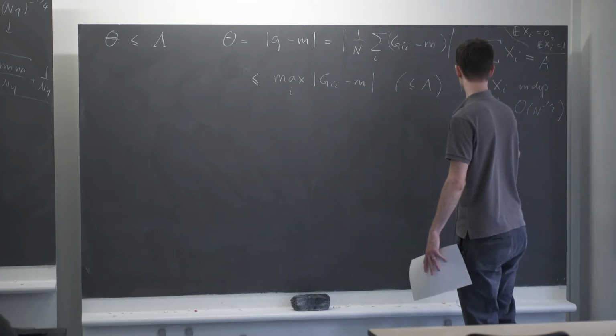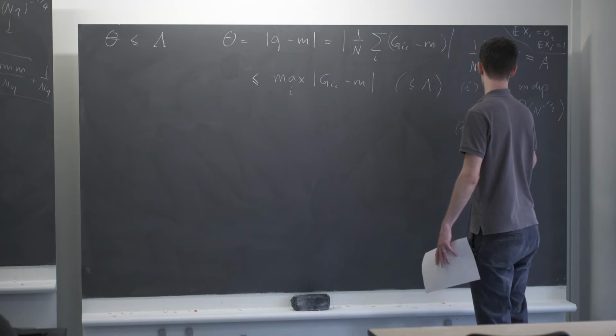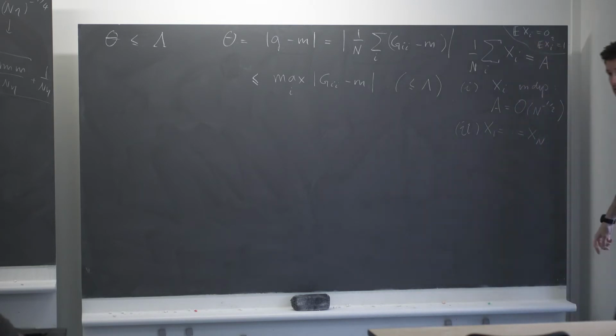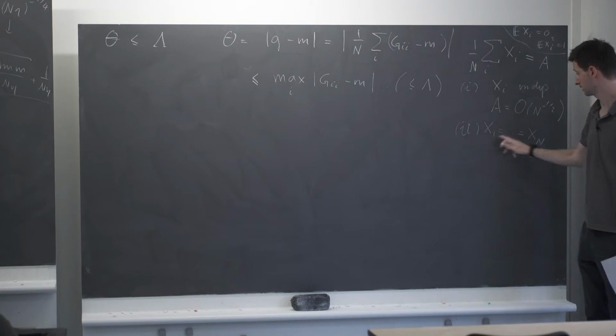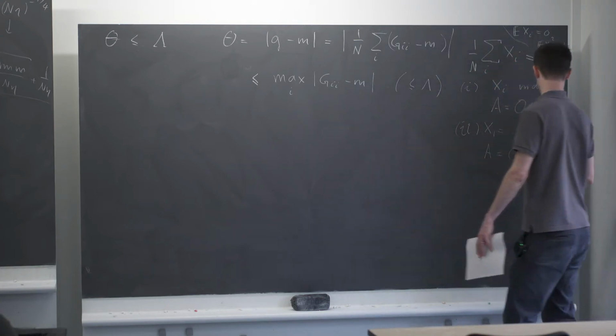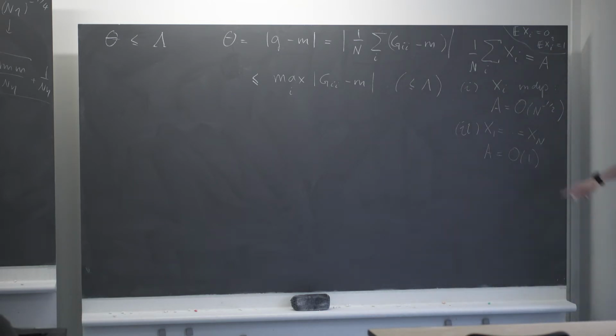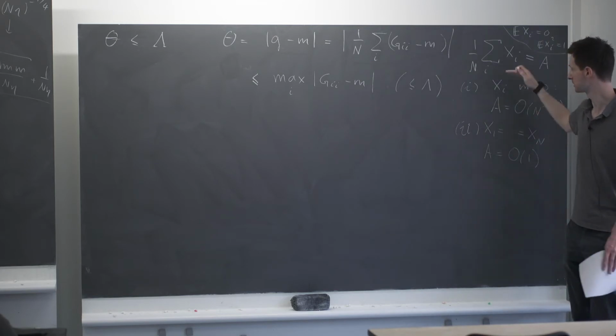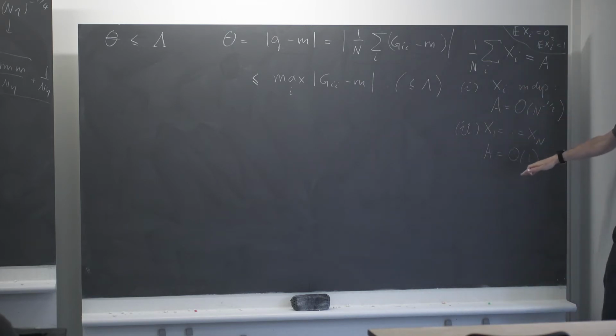The opposite extreme, if they are all dependent, if they are all the same, then A is just equal to x1 and A is 1. So if they are fully dependent, then this thing is of order 1. So how much you gain from this averaging depends on how independent these things are, and these are the two extreme scenarios. So you will gain anything between nothing and 1 over square root of n.